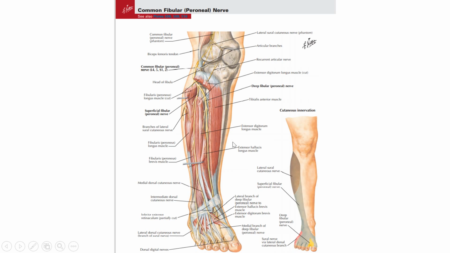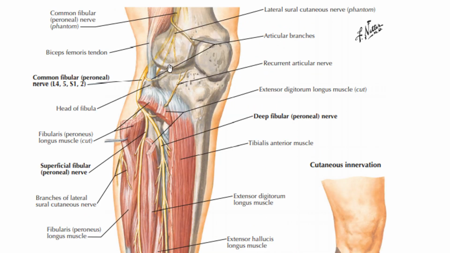Here you can see in phantom view this common peroneal nerve. It winds itself around the head of the fibula, and here we have the neck of the fibula. That's why it is the most commonly damaged nerve, because whenever the neck of the fibula fractures, it also damages the common peroneal nerve. And when the common peroneal nerve enters the anterior compartment, it divides into two branches.